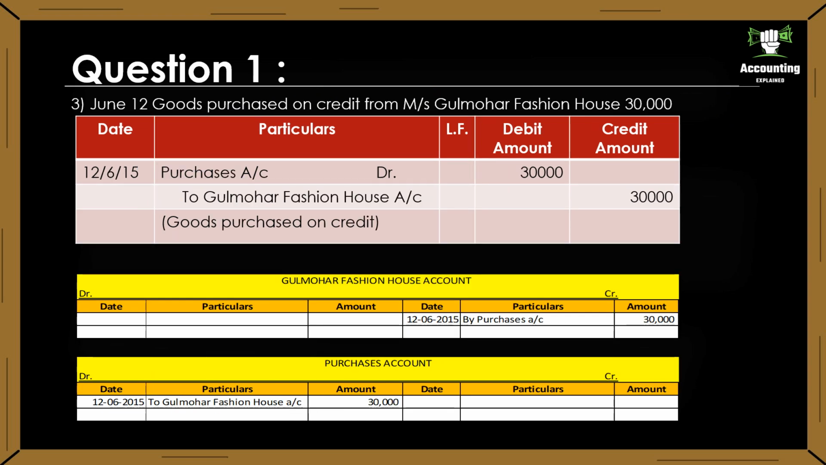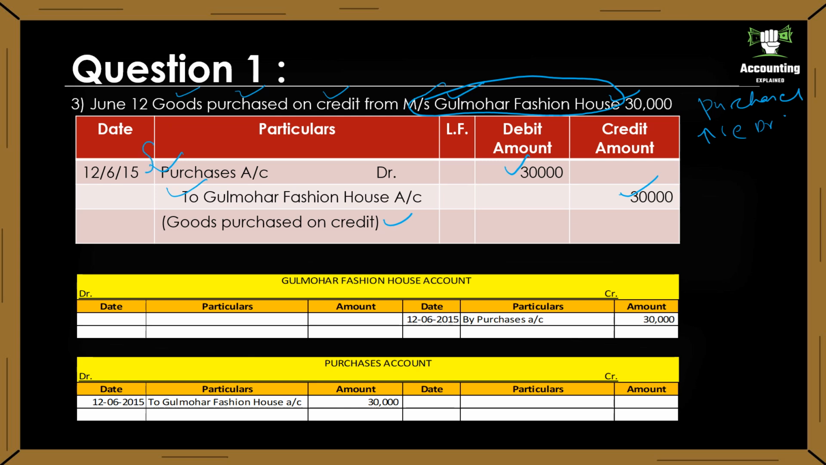Next transaction is June 12, goods purchased on credit from Messrs. Gulmohar Fashion House, rupees 30,000. Okay, so when you purchase goods, when your stock increases for the business, you call that purchases. Purchases is an expense. When the expense increases, you have to debit it. So purchases account debit rupees 30,000, and Gulmohar Fashion is your creditor. You have to pay them later. So creditor is a liability. You have to credit Gulmohar Fashion House 30,000. Goods purchased on credit is the narration.